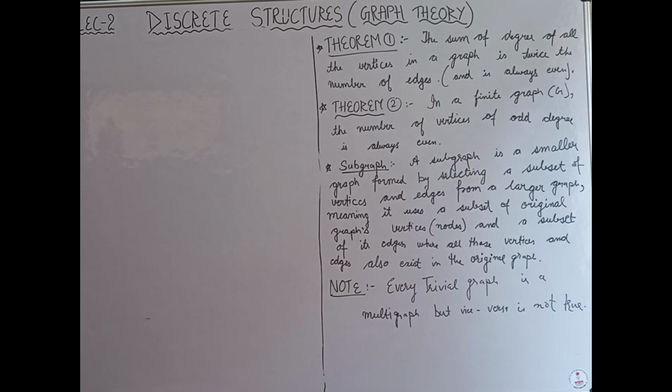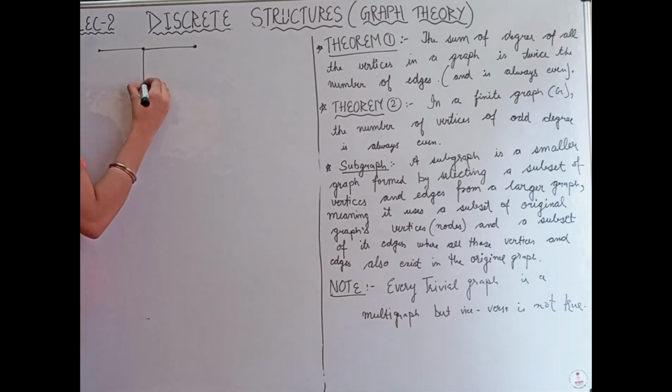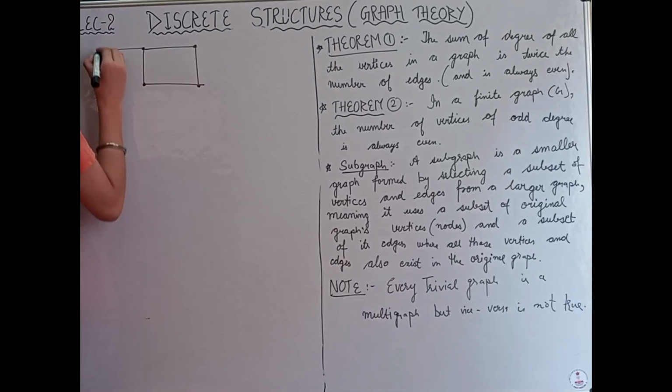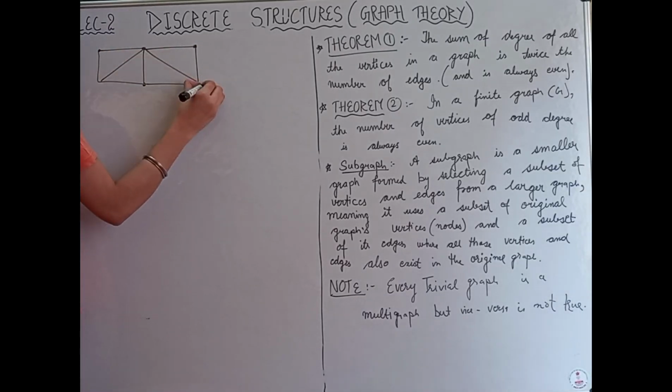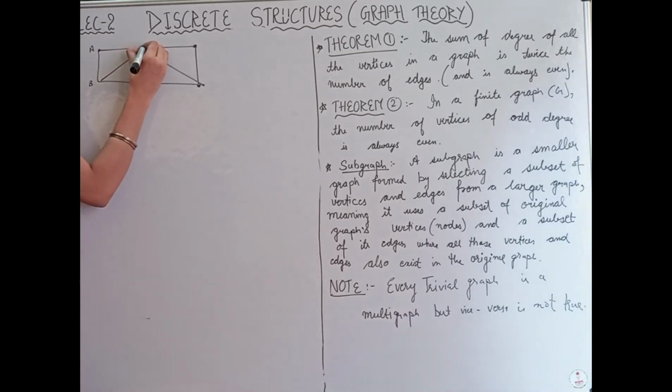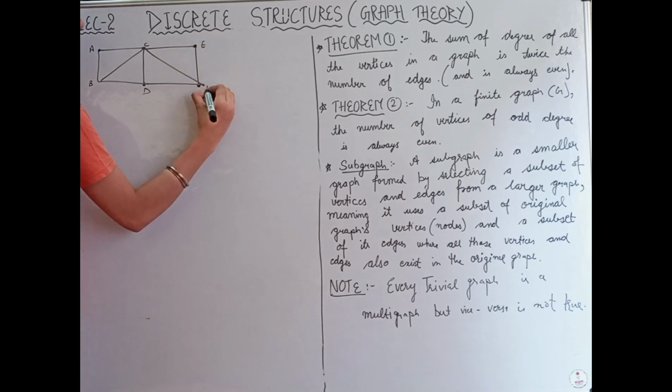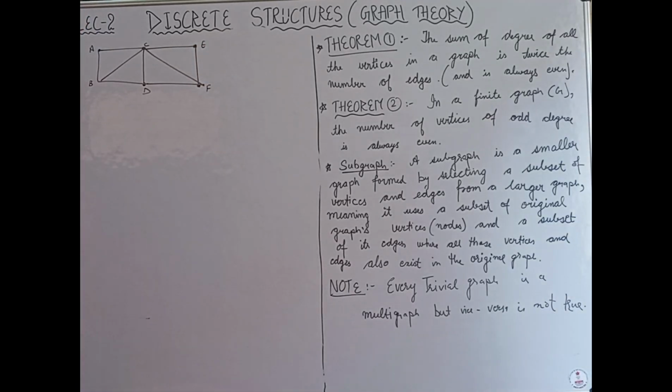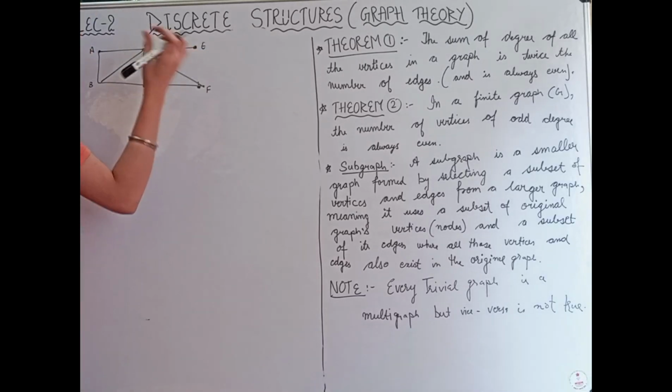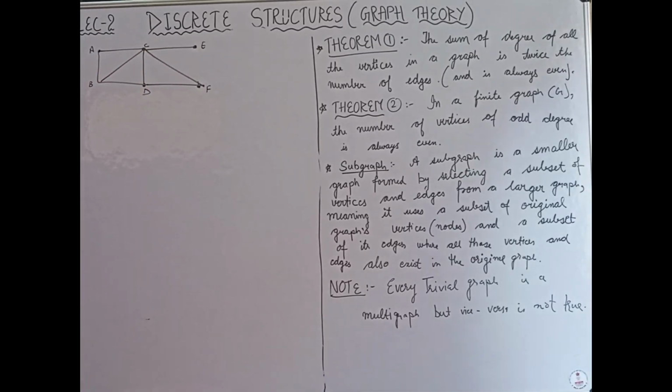So let's take a graph. Suppose this is a graph we have. Suppose this is a simple graph. So let's label A, B, C, D, E and F. If we remove any edge or any vertex from the graph, we will get a subgraph. And we can remove as many edges and vertices as we like to make a subgraph of the original graph. Suppose we remove this vertex and this will become the graph. So this is a subgraph of the original graph.